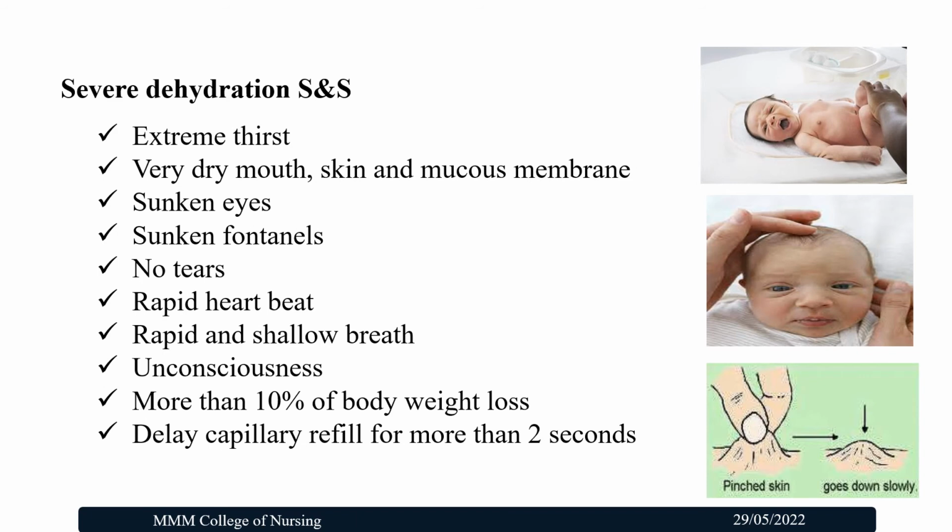Next, about signs and symptoms of severe dehydration. The child will have extreme thirst, very dry mouth, skin and mucous membrane, shrunken eyes and fontanelles. When the child cries, no tears will be present. Rapid heart rate and shallow breathing, and the child will be unconscious, and more than 10% of body weight loss will be present. Delayed capillary refill for more than 2 seconds. These are the clinical features of dehydration in children.